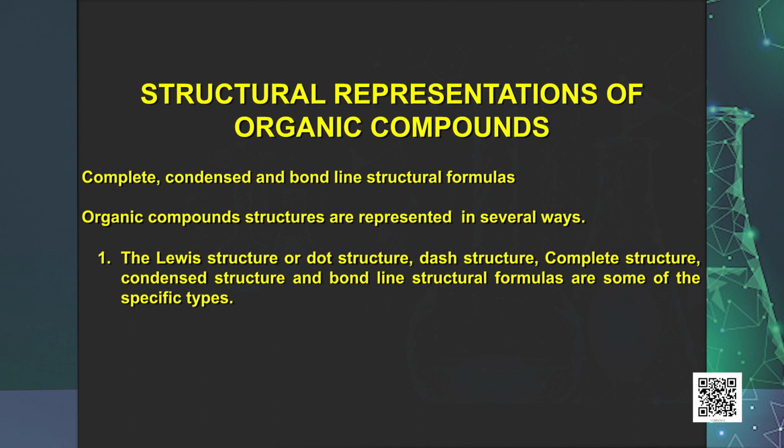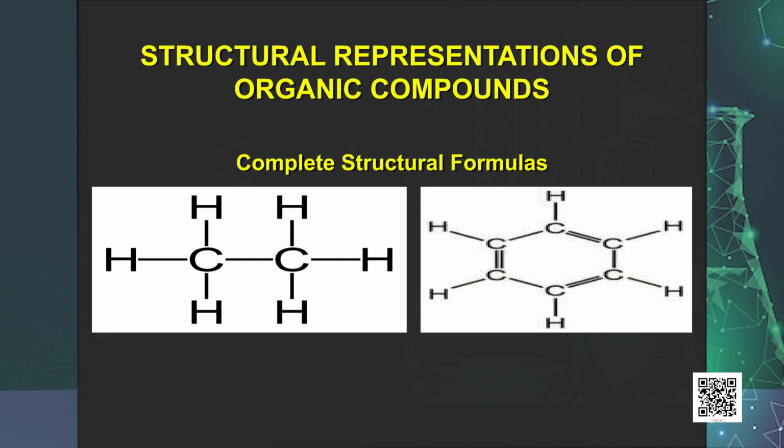The Lewis structures, however, can be simplified by representing the two electron covalent bond by a dash. Such structural representations are called complete or extended structural formulas. In complete structural formulas, we show all the covalent bonds.